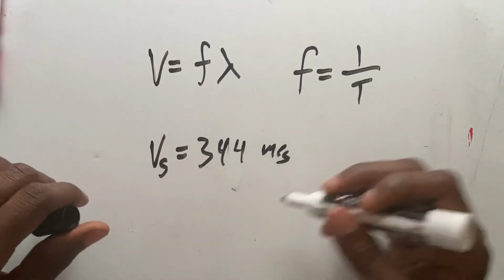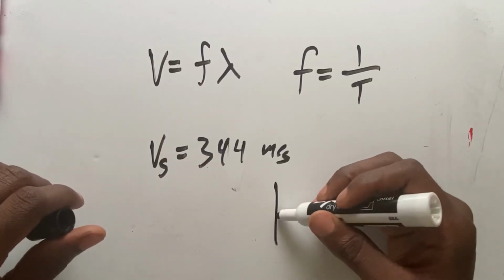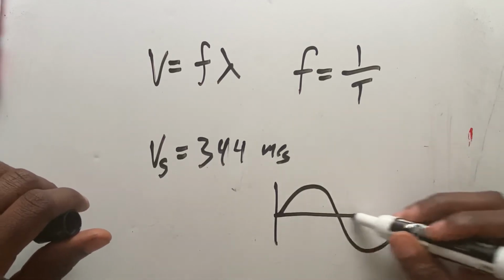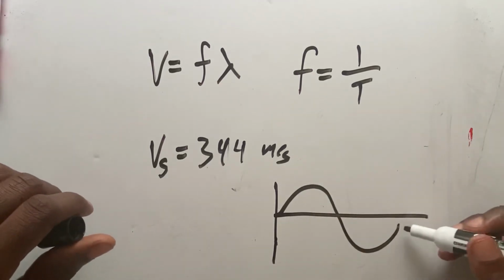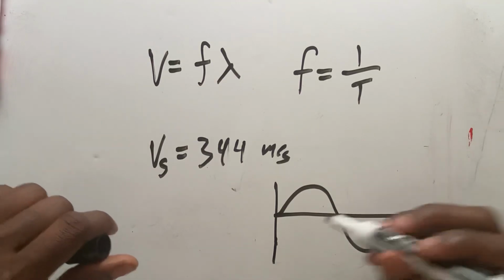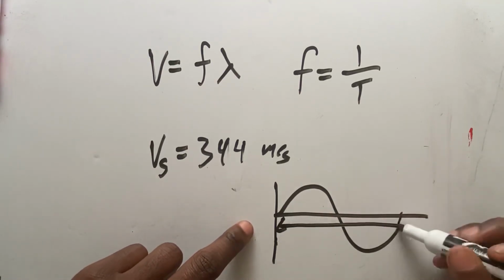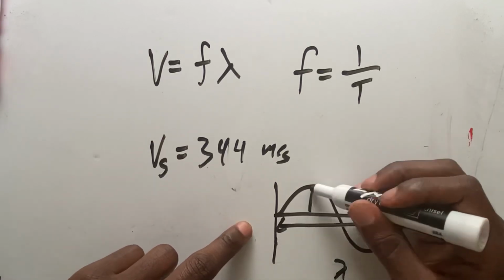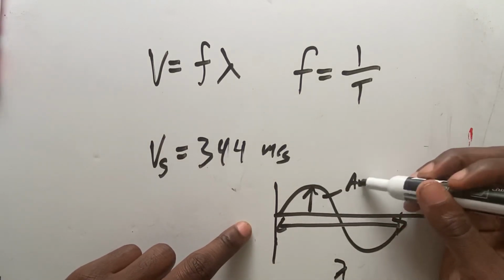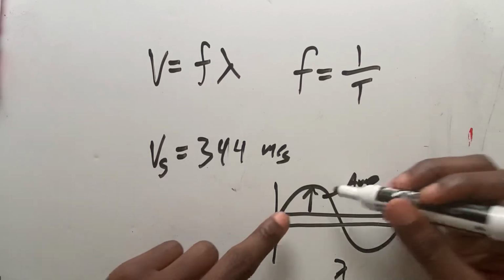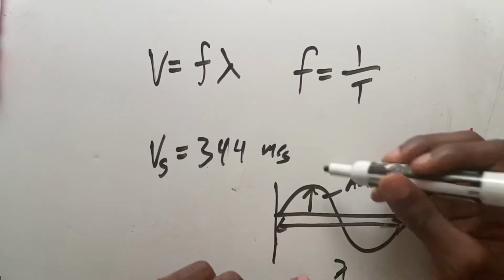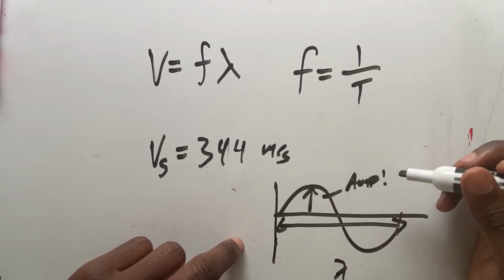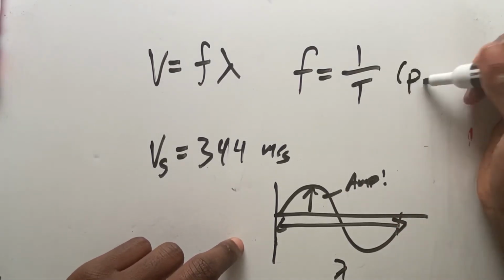and just understand how to label a wave on a chart, right? So knowing that from here to here is the wavelength, and knowing that from here to here, up and down, is the amplitude, and the amplitude is associated with how loud it is, and the frequency is associated with the pitch.